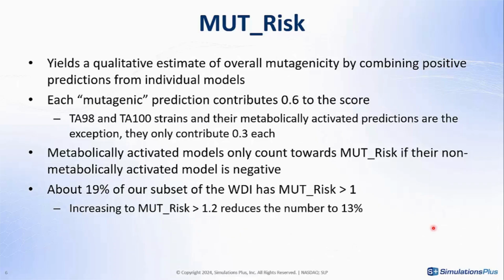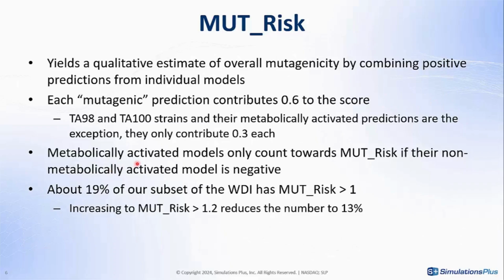What I'll talk about on this slide is called MUT_Risk. So this is a qualitative estimate of the overall mutagenicity, and it works by combining some of the individual models. So for example, from the 11 models, if one produces a positive, that contributes 0.6 to the score. But there are some constraints. TA98 and TA100 are very similar. So if one's positive, the other's typically positive. So for these two, the penalty is only 0.3 each.